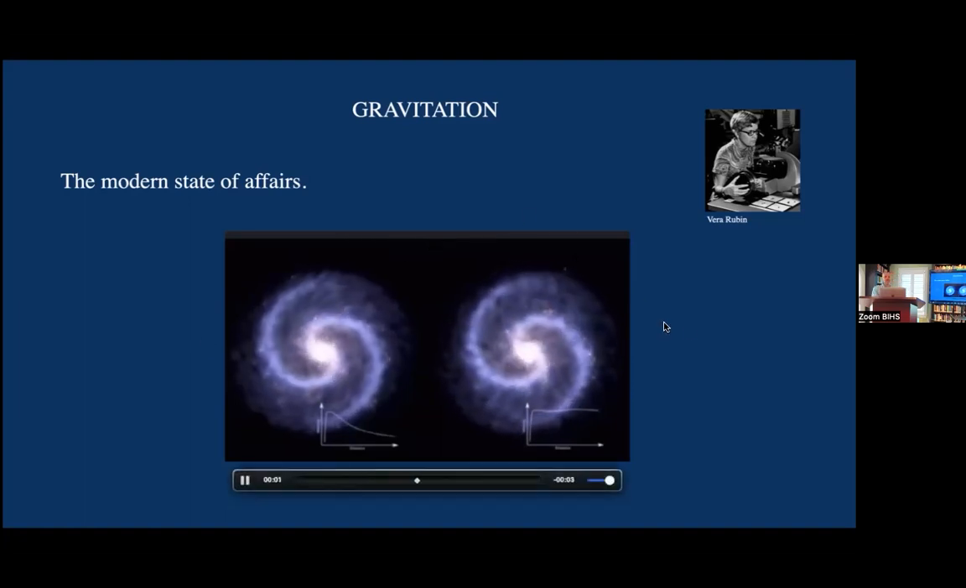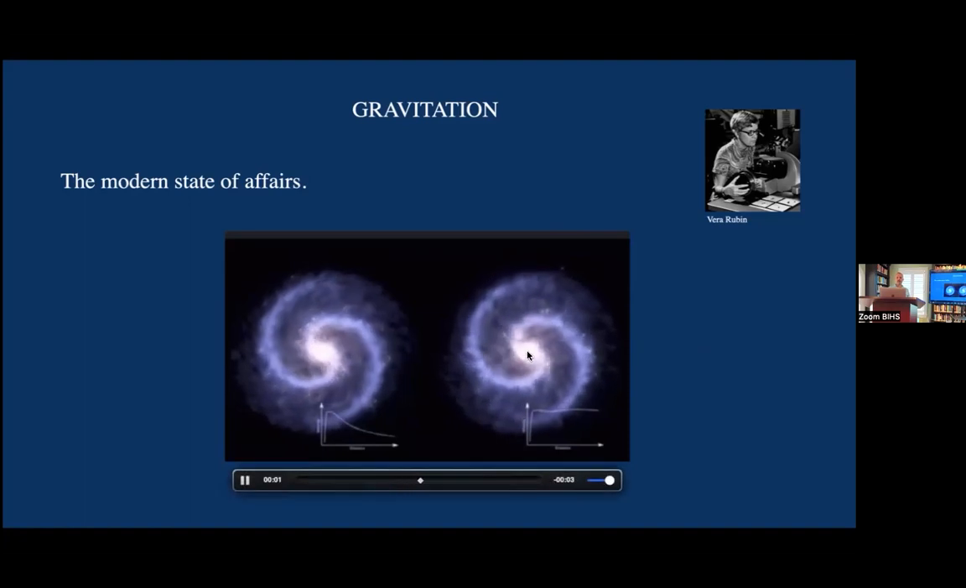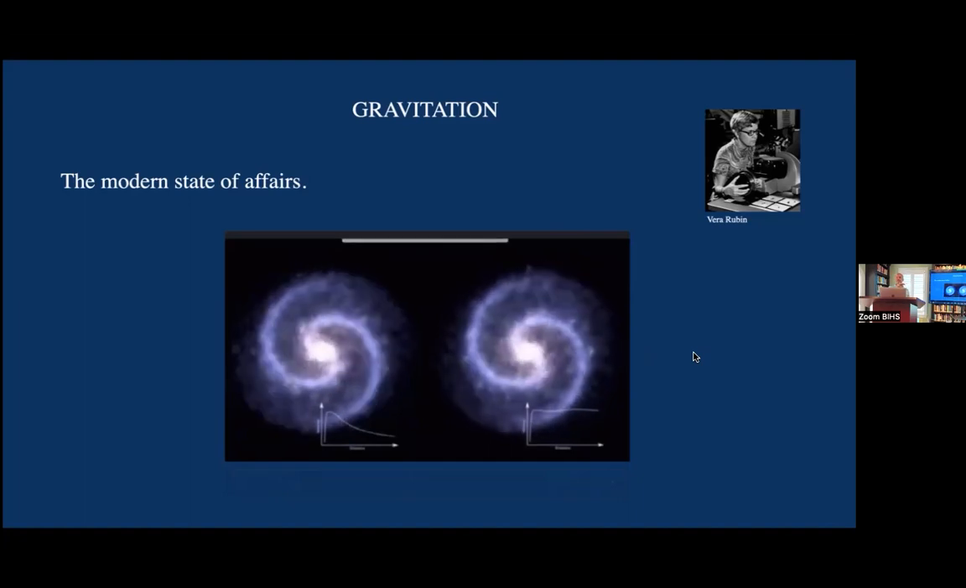But when she made observations of galaxies outside of our own, she noticed a very interesting thing. As you move farther and farther away from the center of a galaxy, the speed of rotation actually doesn't go down, it stays the same. And according to Newton, that basically means there's some extra mass that we're not accounting for. So nowadays, you may have heard of it.